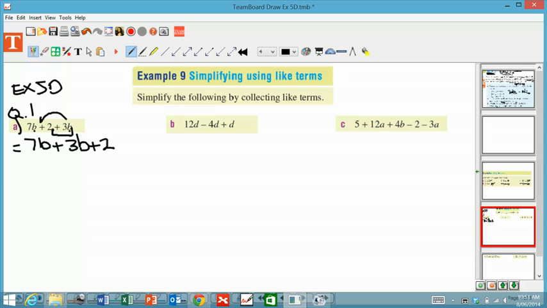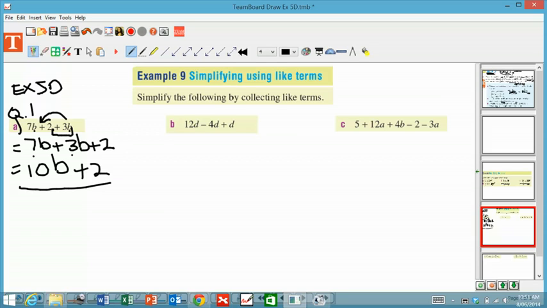So this guy's just been moved up into there, and this plus 2 has been moved to the back. Now I've got my like terms together, I can add them. So when we add them, remember all we do is add the numbers together. Okay, so 7 plus 3 is 10. We tack on the letter after it, plus 2. That's it. We can't go any further than that.